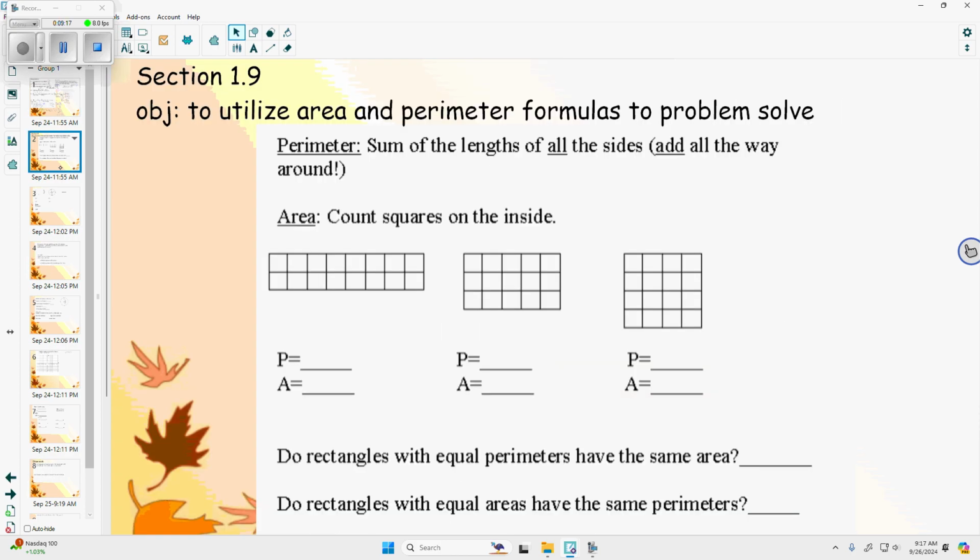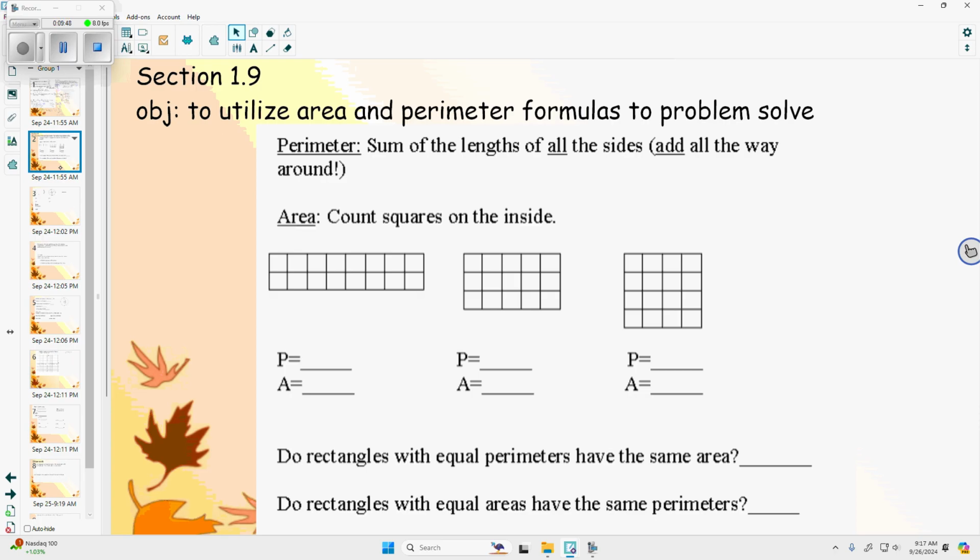What we're looking at today is areas and perimeters. This is stuff you've done before. Perimeter is the sum of the lengths of all the sides, so we add up all the way around. When you were in middle school, they probably gave you formulas for it, and we'll talk about those formulas. But what you need to recognize is perimeter is just adding up all the way around. So you may not always have a shape that has a formula, but you can still find the perimeter because it's just going around the outside of it. Area is the number of squares on the inside. It's how much space it covers.